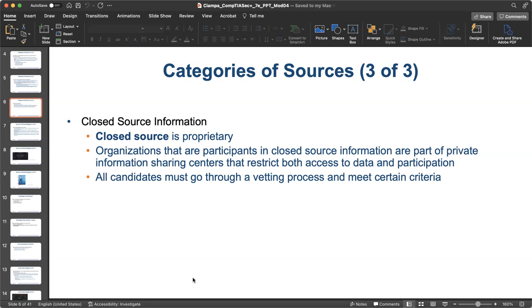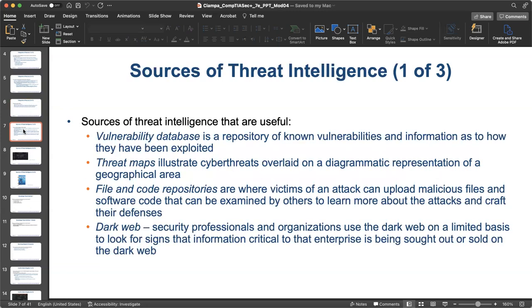Whereas private sharing centers are similar to public sharing centers in the manner that they share threat intelligence information, insights, or any kind of best practices, tools. Private sharing centers actually provide tools to remove or defend against the threat, right? So all in all together, you can be a member of a closed source and take advantage of it, or you can just use the open source that is freely available out there, right? All candidates also must go through a vetting process and meet certain criteria that the closed source information system is mandating.